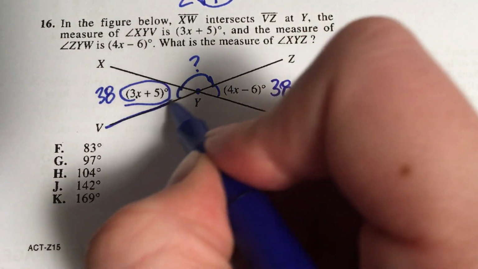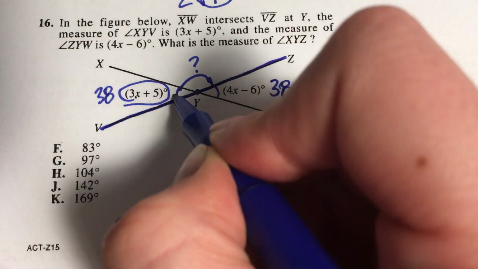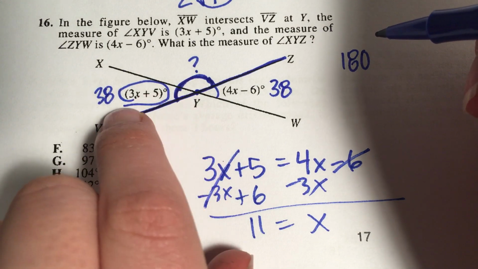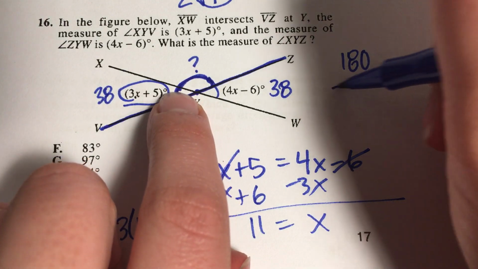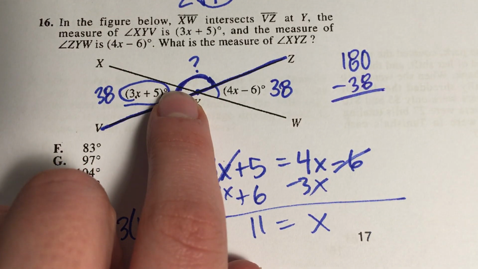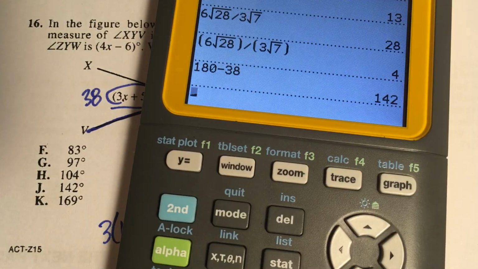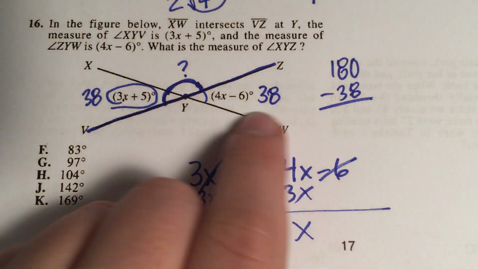So then I know this is a straight line, right? And all straight lines add up to 180, right? And I already know this little part of it is 38. So I'm going to subtract 38 from it. So I get 180 minus 38. It's going to give me 142. So I know that measure over there is 142.